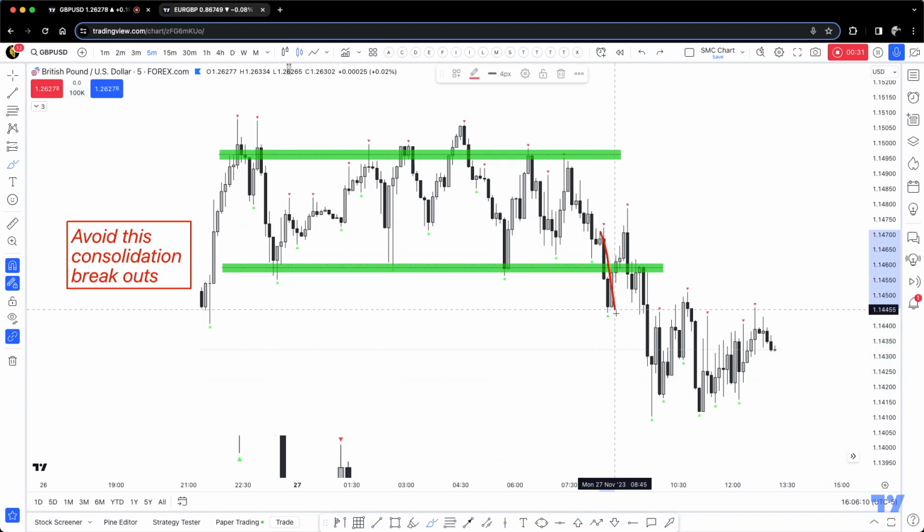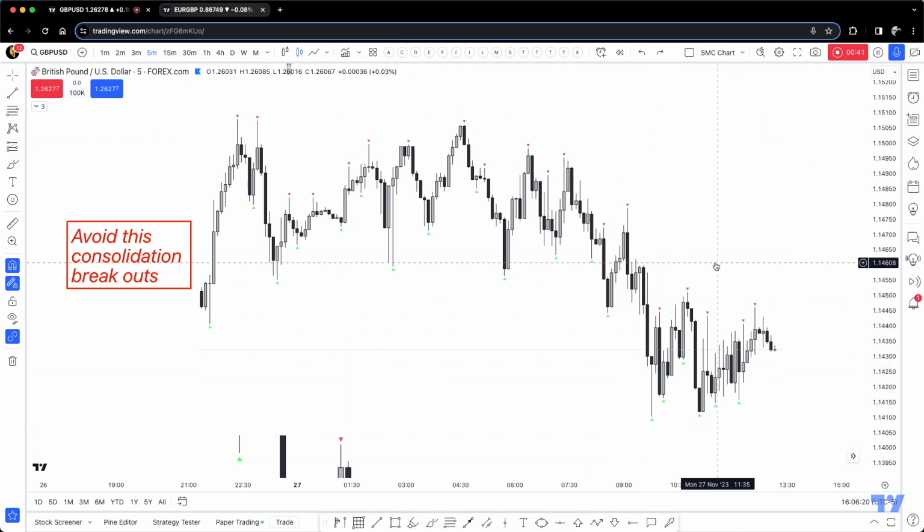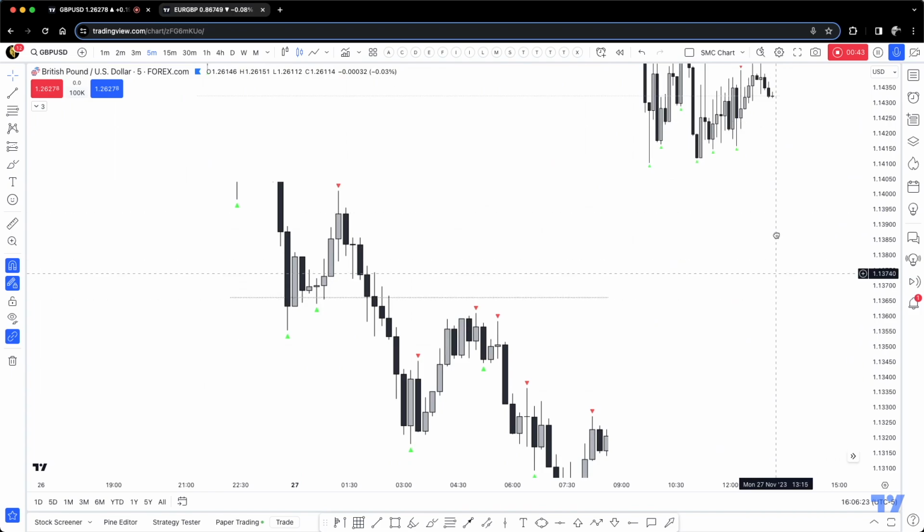You want to see a break, a retest. When the price touches right here, immediately you want to see a bearish engulfing candle so you can get in. If you don't see that, you don't take it. As simple as that, guys. You have to be picky.